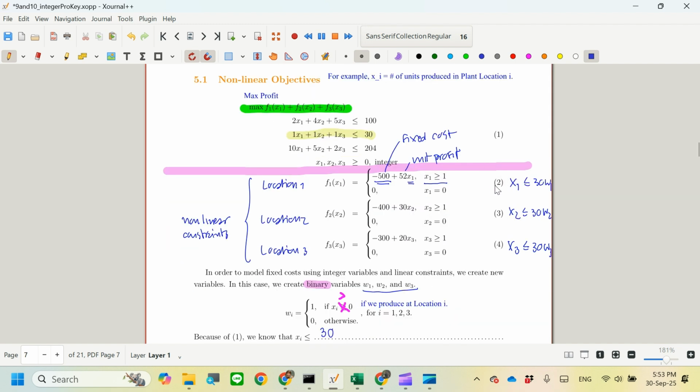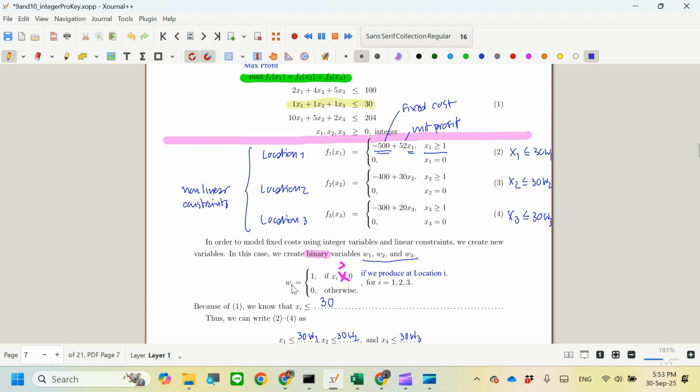The problem with conditions 2, 3, and 4 is that they are nonlinear. So they are nonlinear constraints. We want to change the nonlinearity to linear ones. So in order to model fixed cost using integer variables and linear constraints, we create three new variables. We create binary variables W1, W2, and W3.